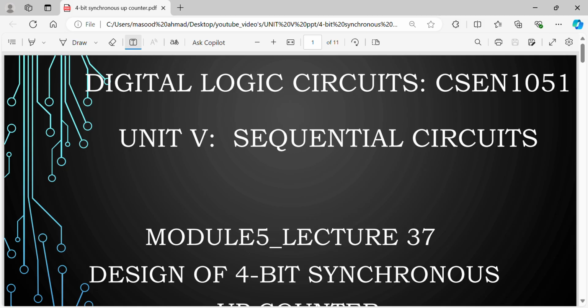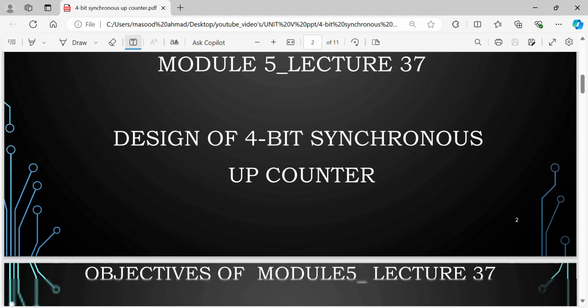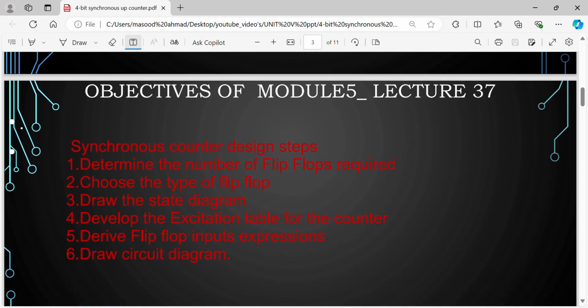My dear students, now we are going to look at the design of a 4-bit synchronous counter. In this counter, we use 4 flip-flops because it's a 4-bit counter. As usual, we will be looking at the various steps.